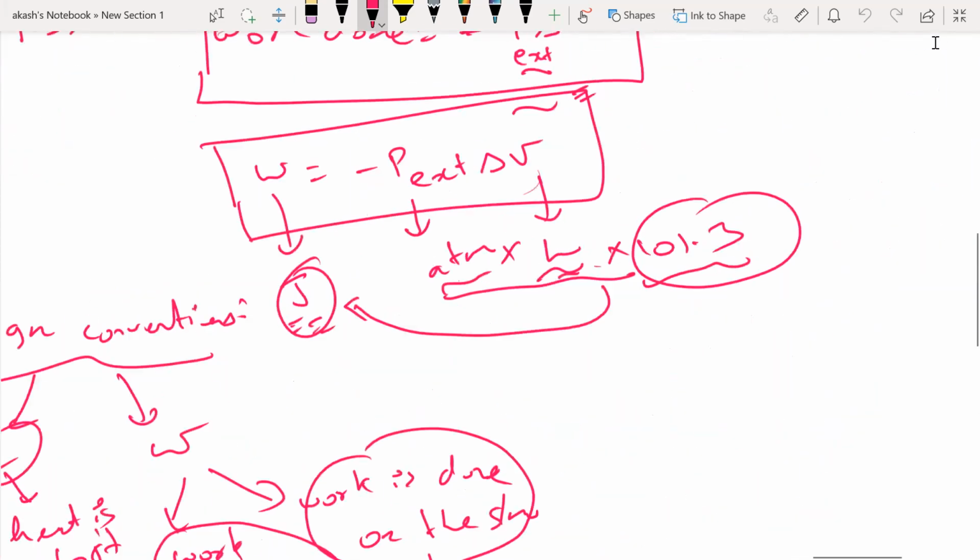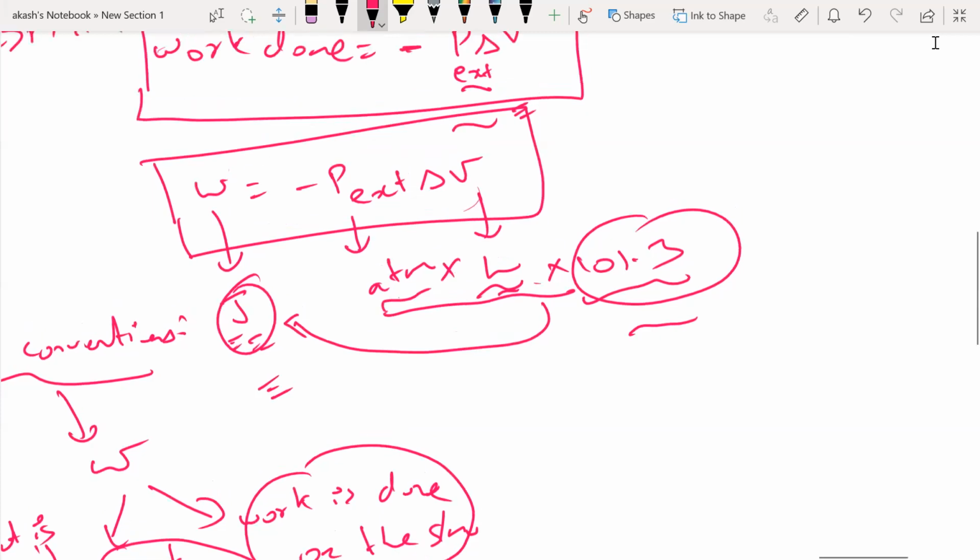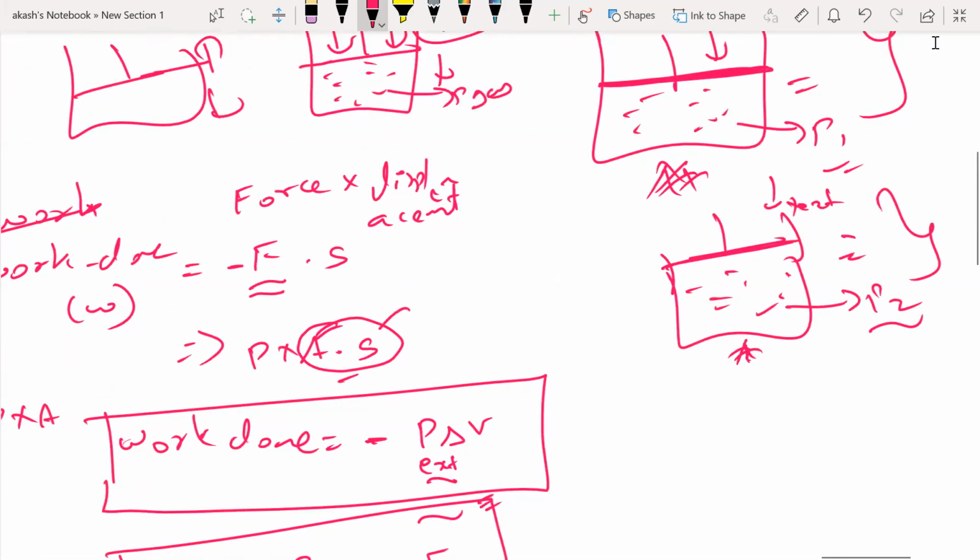And most important point is, with the formula W is equal to minus P external del V, you will always get the value in terms of pressure and volume, that is atm in liters. If you want to convert it into joules, you have to multiply it by 101.3. Okay, you have to multiply it by 101.3 to get the answer in terms of joules. Okay, and one last point, and then we can go for solving some questions.